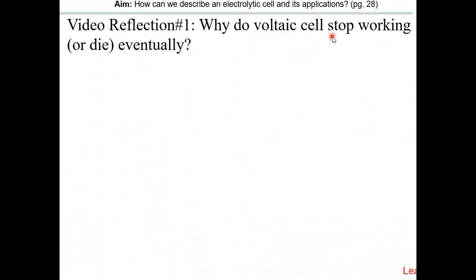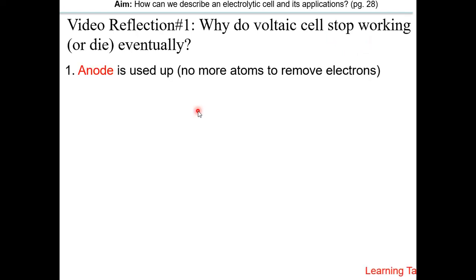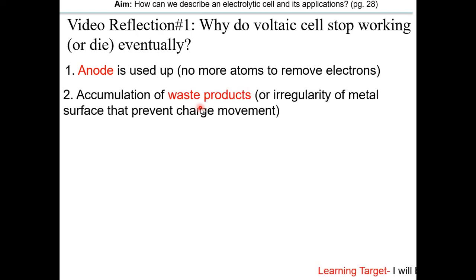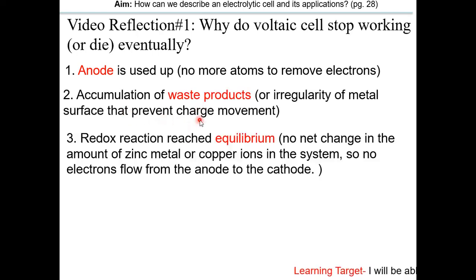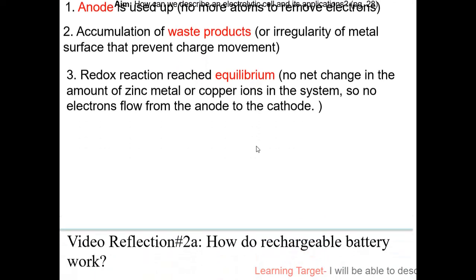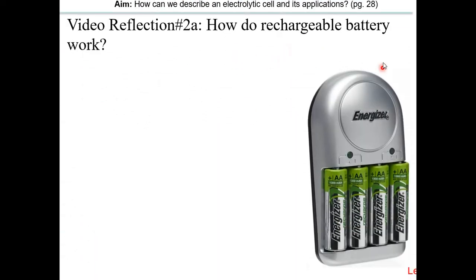So why do Voltaic cells stop working or die eventually? From the video, the anode is used up, there are no more atoms to be oxidized, there's accumulation of waste products, and the redox reaction has reached equilibrium. How do rechargeable batteries work? They do the reverse reaction.